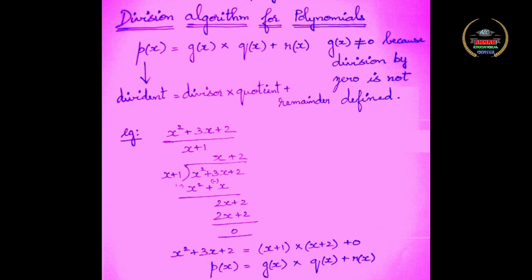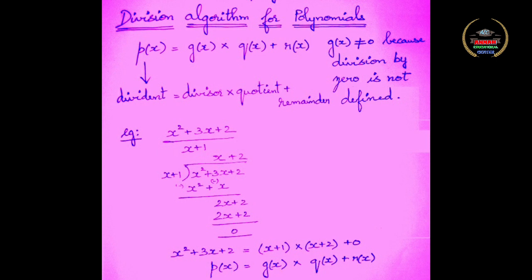So if you get a remainder, then it is r of x. So you can write the division algorithm for polynomials as p of x is equal to g of x into q of x plus r of x, where p of x is the dividend, g of x is the divisor, q of x is the quotient, and r of x is the remainder. g of x should not be equal to 0 because division by 0 is not defined. You know that division by 0 is not possible. You cannot divide something by nothing. So g of x should not be equal to 0.